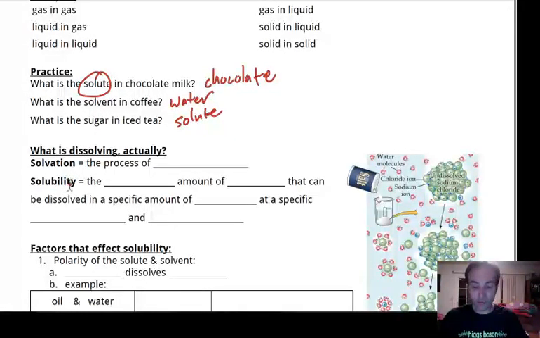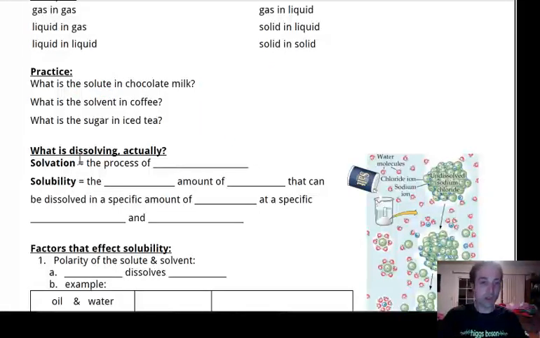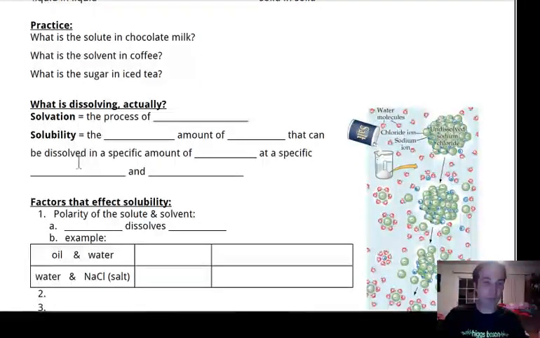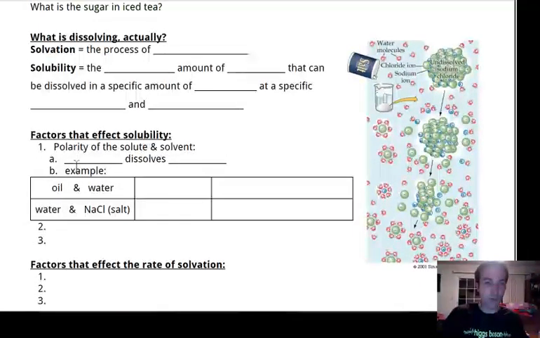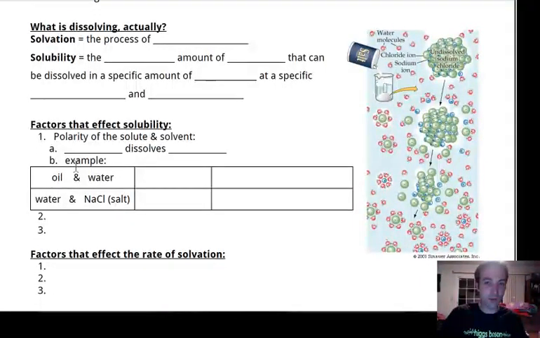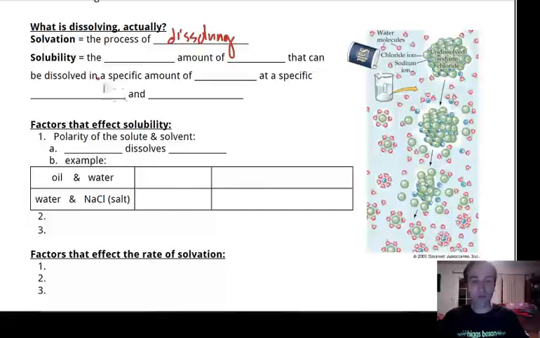The second topic I want to talk about in this particular set of notes is what dissolving actually is. So when we say something is dissolving, what is actually happening? Well, it turns out there's actually a word for describing the process of dissolving. We call that solvation. So solvation is the process of dissolving. So when something dissolves, it has solvated.